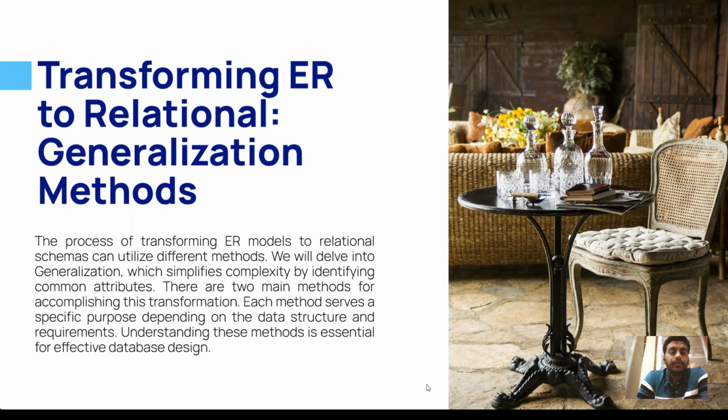Next, multi-valued attributes. A new table is created for each multi-valued attribute. The primary key of the original entity becomes a foreign key in the new table. The new table's primary key is a composite key. Sixth, derived attributes. Derived attributes are not stored in a table because they can be calculated. Example, if age is derived from date of birth, we store date of birth but not age.